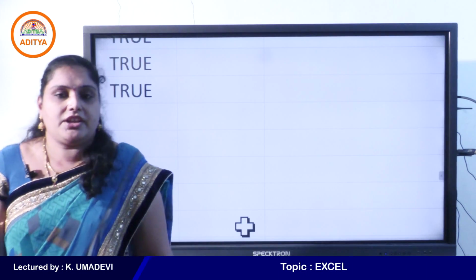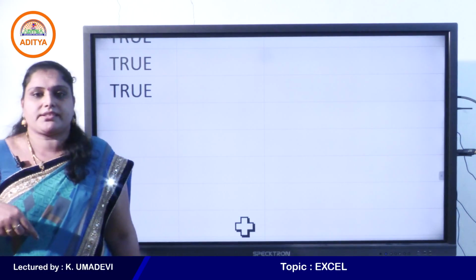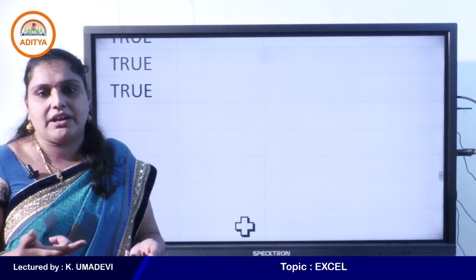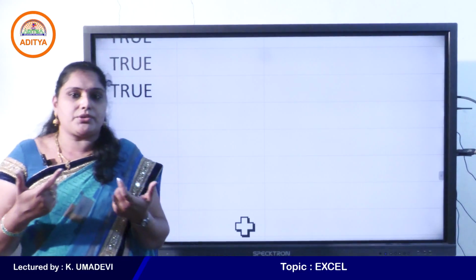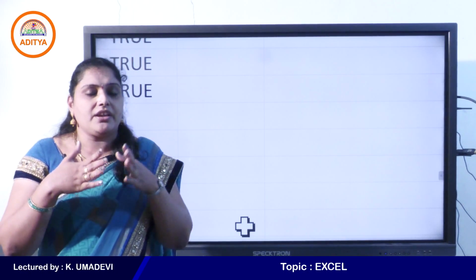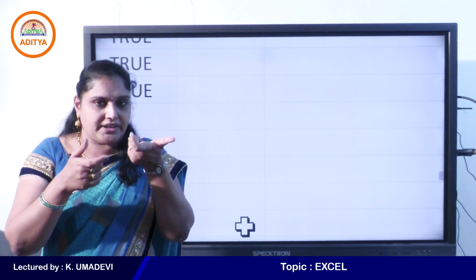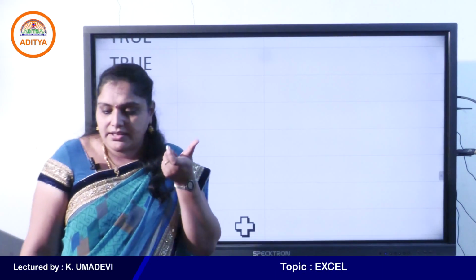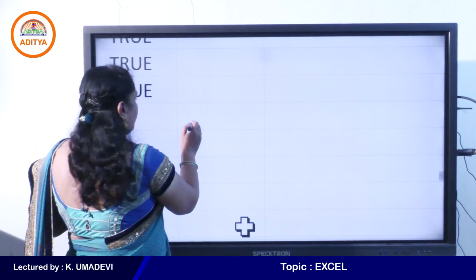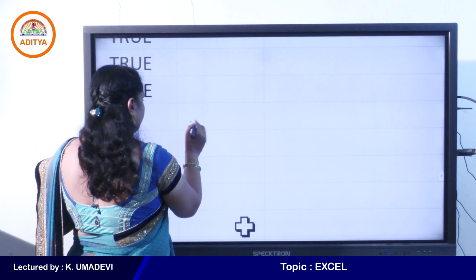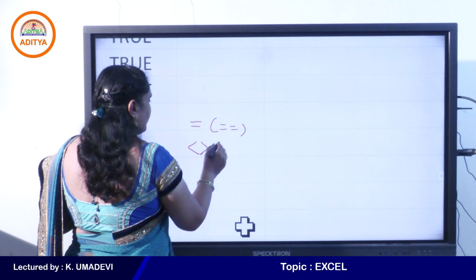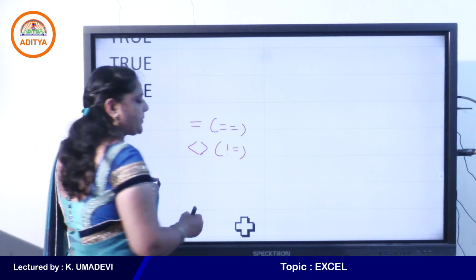See, in Excel use equal to instead of double equal to, but in programming languages we use double equal to to compare two values. Use not equal to instead of exclamation equal to, along with greater than and less than operators. So in Excel, equal to is used as the equality operator, and this operator is used as the not equal to operator.